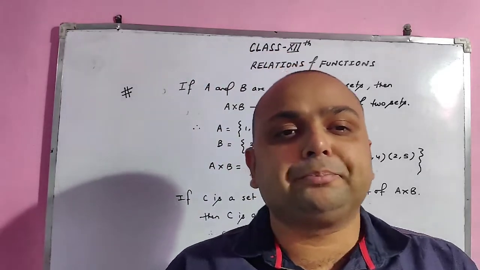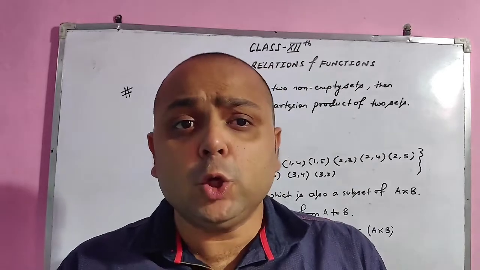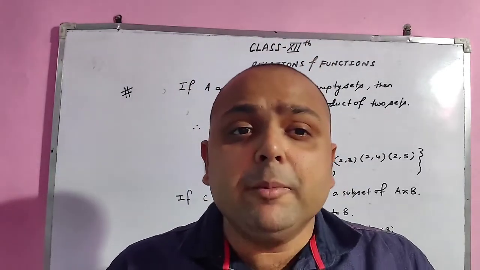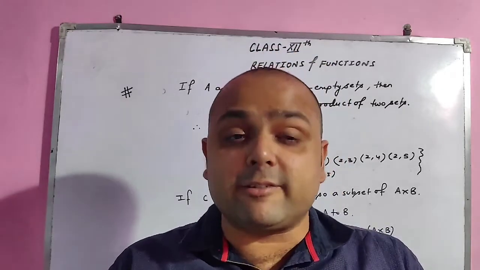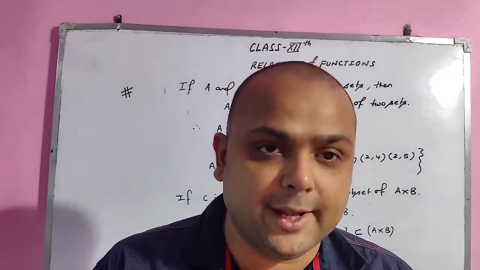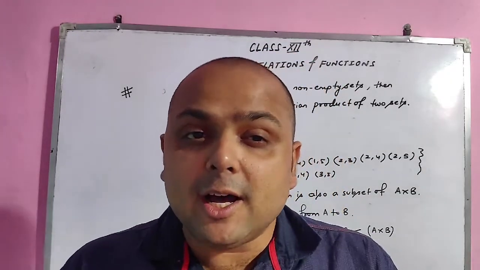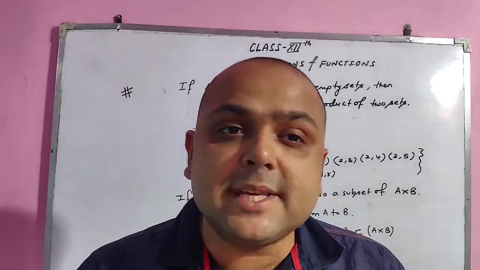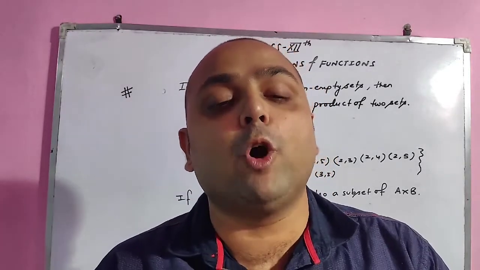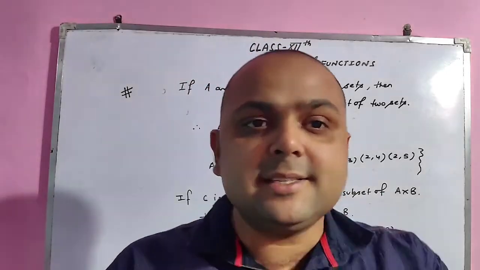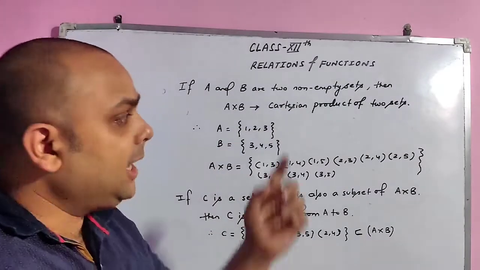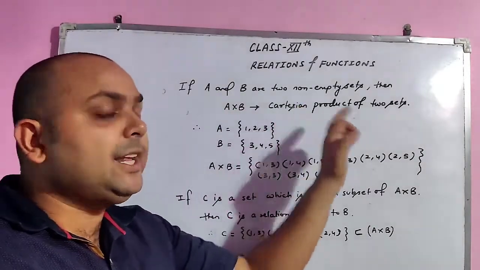First of all, if we have two non-empty sets that contain some elements, and if we cross them, that is, if we write A cross B, we are doing the Cartesian product here. A set which is a subset of the Cartesian product is called a relation from A to B. Suppose we have A and B, two non-empty sets. A cross B is called the Cartesian product.